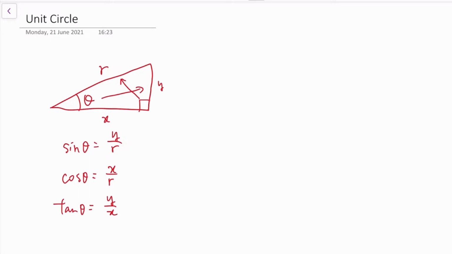Now this works very well, but it puts a restriction on the possible value of theta, the angle that you can put into sine, cosine, or tangent. The restriction is that theta has to be between 0 and 90, because it doesn't make sense to have an angle bigger than 90 in a triangle when you already have another right angle, because the angle sum has to be 180.